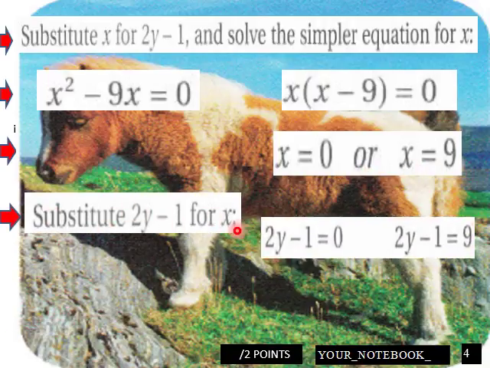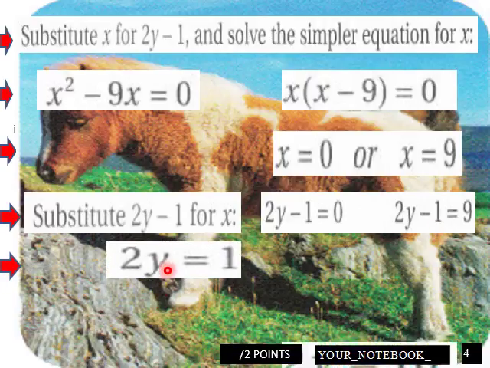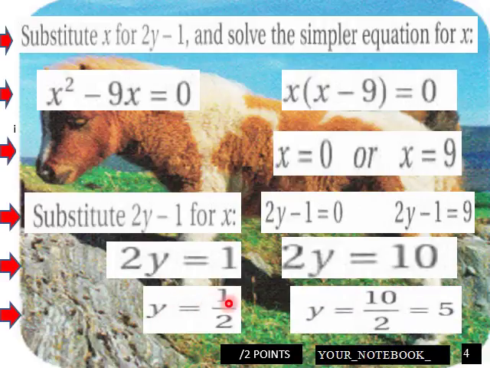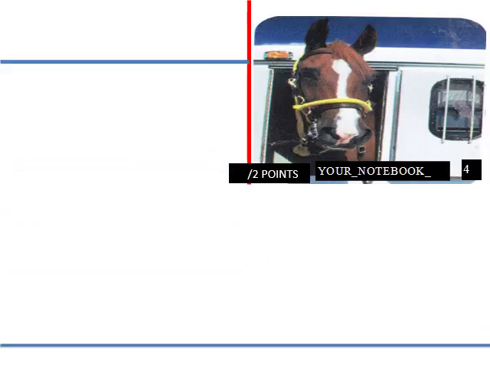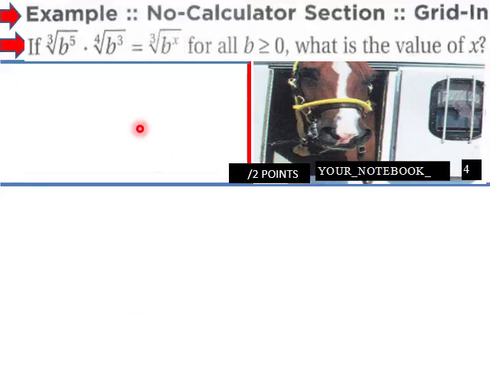Substitute 2y minus 1 for x. Then 2y minus 1 equals 0, or 2y minus 1 equals 9. 2y equals 1, or 2y equals 10. Y equals 1/2 or y equals 5. So just being familiar with patterns of factoring will help you.